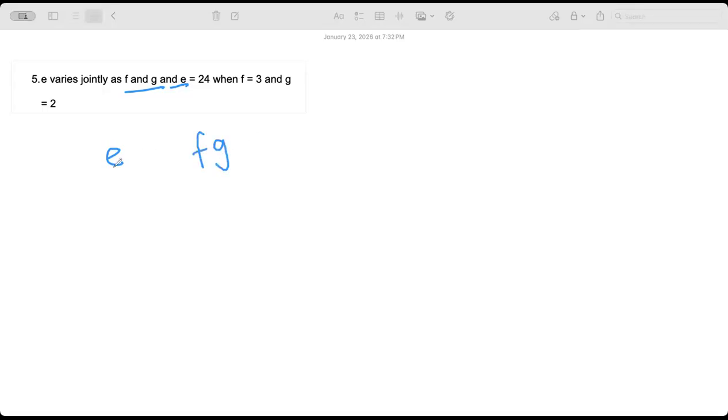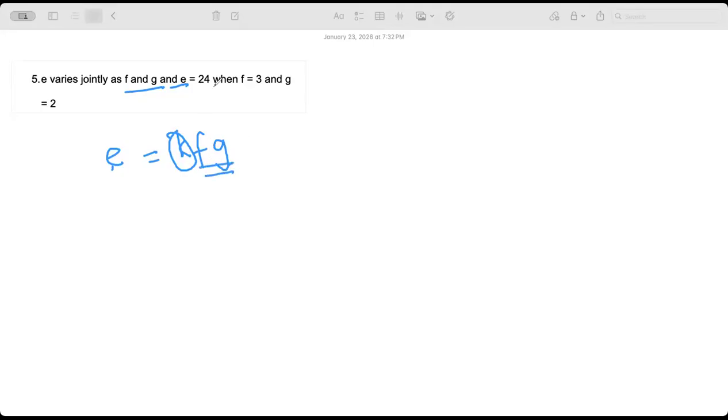This side you have F and G, this side you have E. But it is varying jointly. That means it is proportional. So E will be equal to the constant times FG, all in the numerator. Varying jointly just means there are multiple quantities involved.